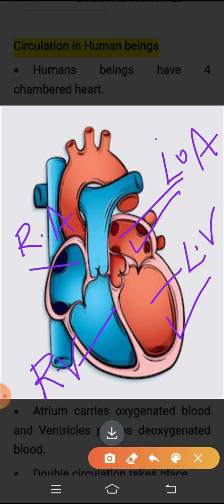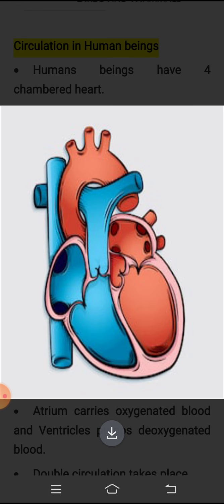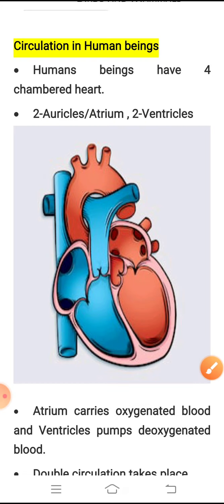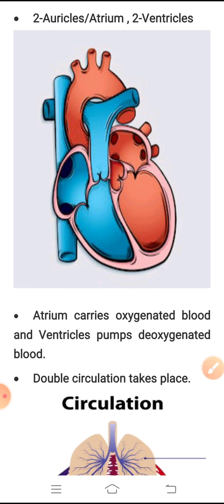Both the left auricle as well as the right auricle help to receive the blood, so they are the blood receiving chambers. Both the left ventricle as well as the right ventricle pump the blood out of the heart. Hence they are called blood pumping chambers. Hope you understood. So now here also we have double circulation. Let us try to understand how we have double circulation here.